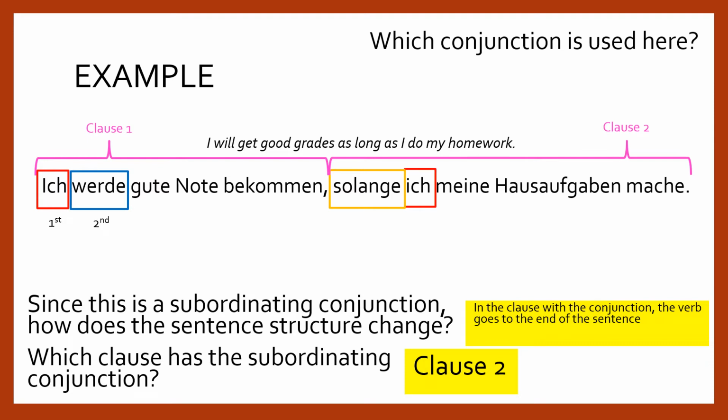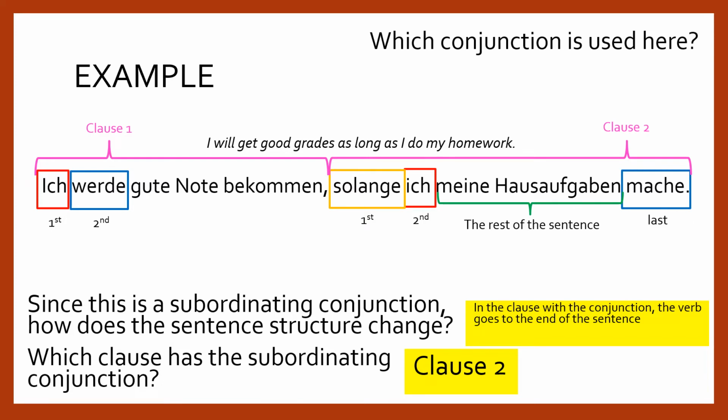However, in the second clause, the clause that has that conjunction, we have ich, our subject, in second position. Solange is in the first position, which means that the rest of the sentence, meine Hausaufgabe, is stuck in the middle between the subject and the verb. And that verb is all the way at the end. And to be clear, the verb that moves to the end is the conjugated verb. So in cases where we have a modal verb or a couple other helping verbs in the sentence, the one that is conjugated is going to be the one at the very end.